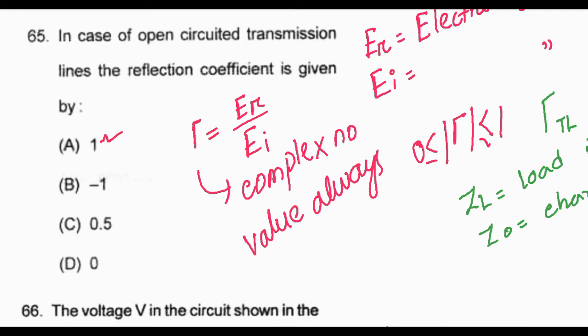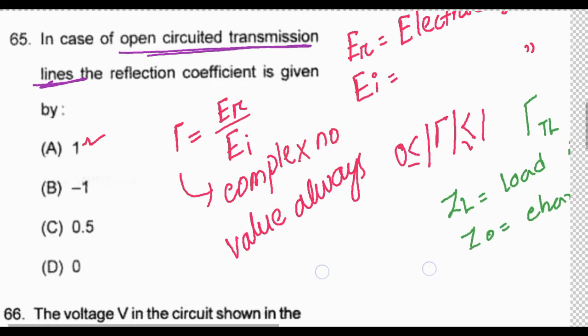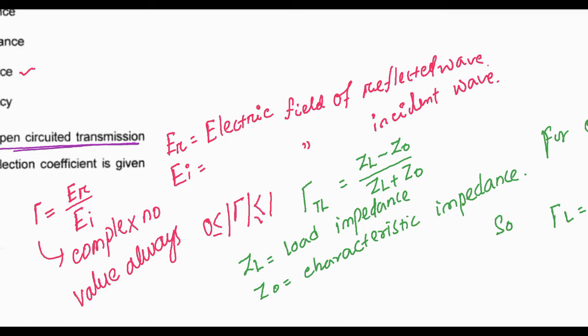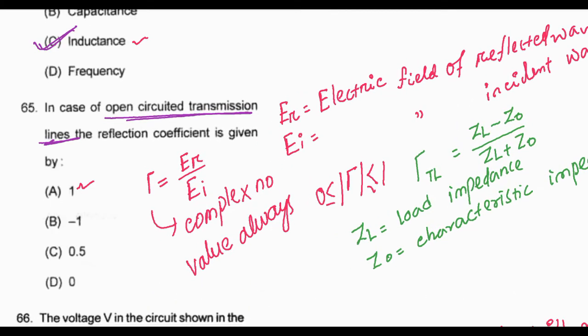Next question is, in case of open circuit transmission lines, the reflection coefficient is given by, in case of open circuited transmission lines, reflection coefficient. So what is the reflection coefficient? Reflection coefficient is given by ER by EI. ER is the electric field of the reflected wave, and EI is the electric field of the incident wave. Its ratio is called the reflection coefficient, and it is a complex value always, and its magnitude will always be within 0 to 1.